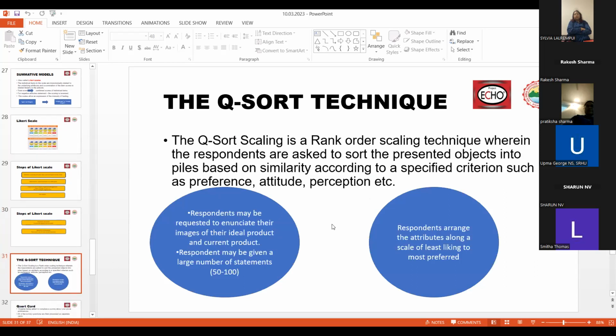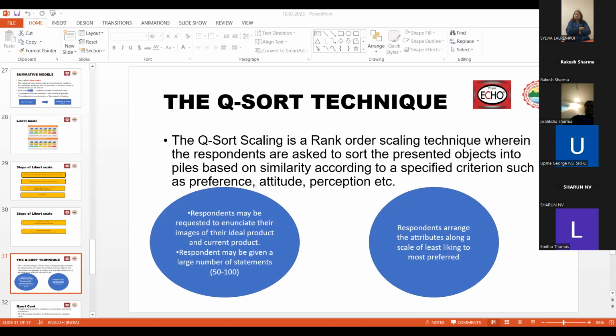The Q-sort technique. It's a Q-sort scaling. It's a rank order scaling technique wherein the respondents are asked to sort the presented objects into piles based on similarity according to a specified criterion such as preference, attitude, perception, etc. The respondents may be requested to enunciate their images of their ideal product and current product. Respondents may be given a large number of statements, ranging from 50 to 100, and they arrange the attributes along a scale of least liking to most preferred.